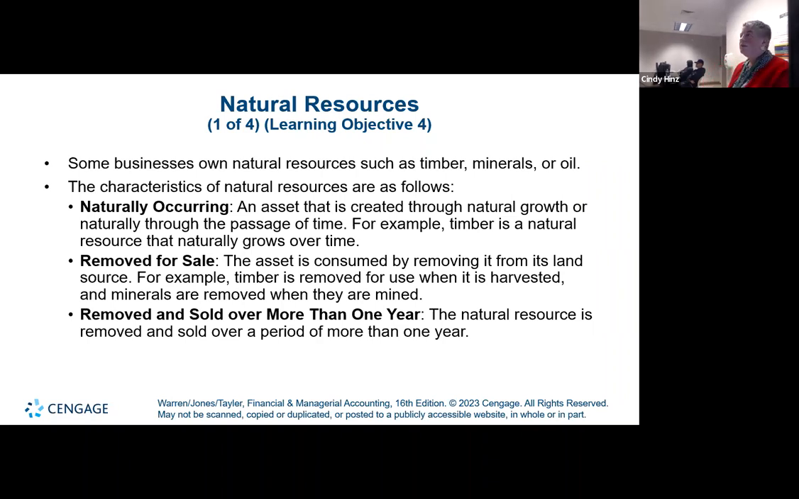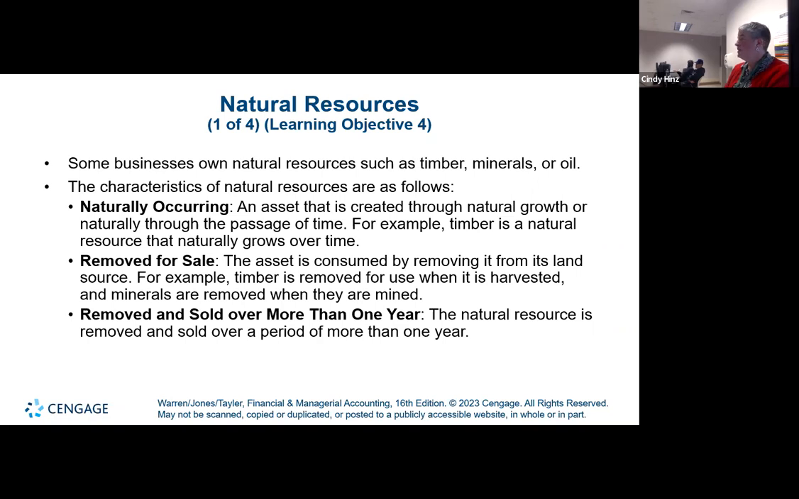So we talked about property, plant, and equipment being subject to depreciation. We're going to include a new term here for natural resources. We record depletion. In order to be considered a natural resource on our balance sheet, it needs to be, as you can see in the bold face in these bullet points, naturally occurring, removed for sale, and removed and sold over more than 1 year. I would add something to this. It also needs to be used in our normal course of operations.